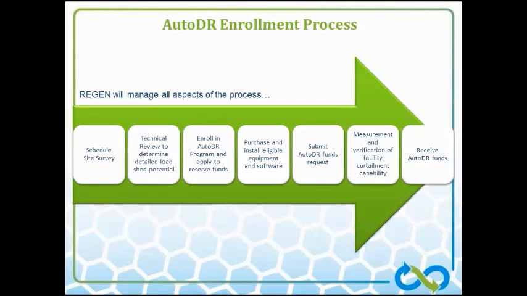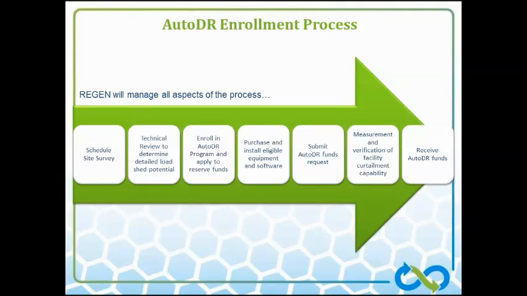So the process for AutoDR enrollment is this. It's essentially having a site survey to where you would have REGEN or your SCADA contractor or others come out to actually determine what equipment would be needed to make your site, your load, Open ADR compliant for AutoDR. It would be a technical review to determine exactly how much load could be shed.